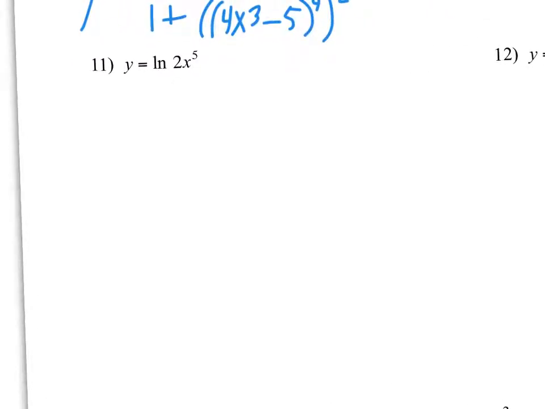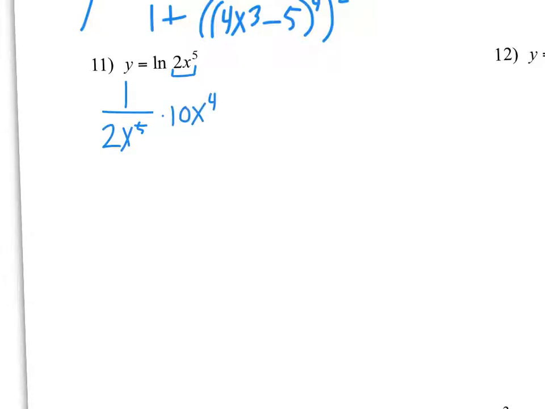We're taking the derivative of the natural log of 2x to the fifth. The derivative of natural log of stuff is 1 over that stuff, so 2x to the fifth, and then times the derivative of 2x to the fifth, which is going to be 10x to the fourth.